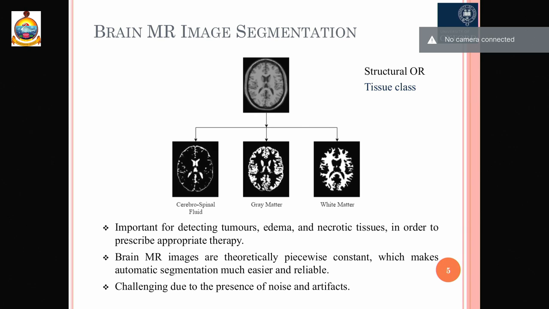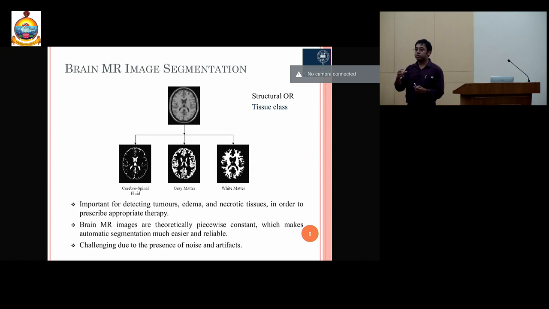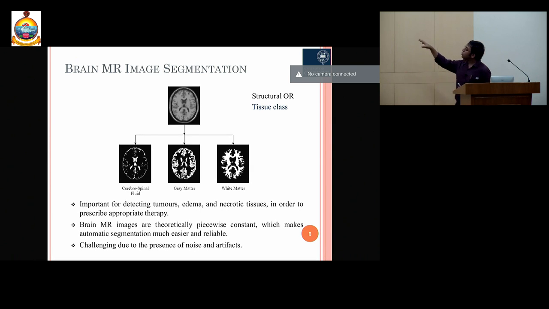But in this example, I want to do a brain MR image segmentation. My objective is to segment a brain, maybe healthy, maybe diseased, and I want to isolate the different structures or different tissue classes in the brain. As I was saying, your objective can be changed. You can do the structural segmentation, or the tissue class based segmentation. Structural means you have to identify or isolate different structures of the brain. But today I will mainly focus on the tissue class based segmentation.